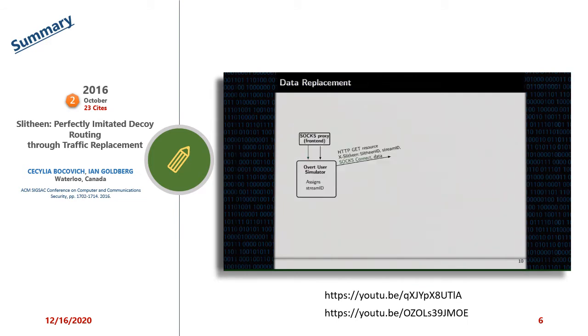And so here's a closer look at what's happening. We have this overt user simulator that's going to request a real resource from the overt site. And we have an identifier for the client, an identifier for the stream that it's using, and some SOCKS connect request and the initial upstream data from the client. Using this data, the relay station then establishes a connection to the covert site and saves the downstream data in a queue.